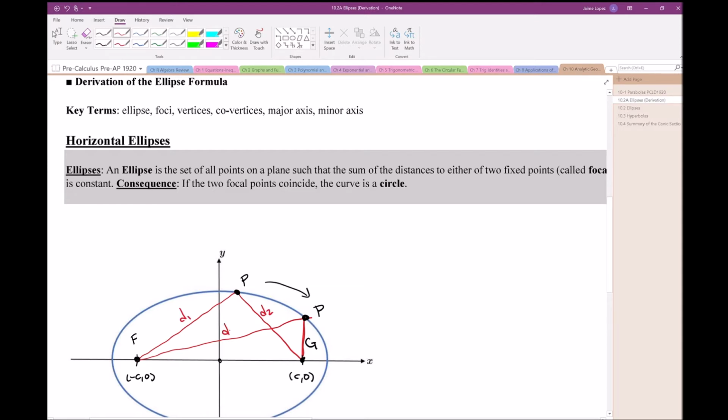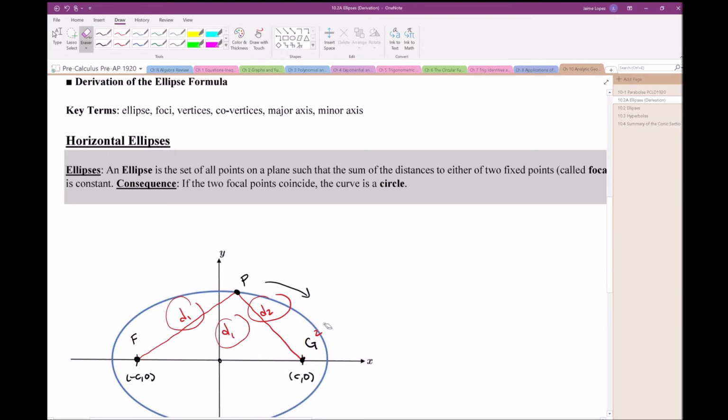I said I wasn't going to do subscript for points, in this case. This would be D2 over here. So for D1 and D2 at that initial placement of point P, when you add those two distances together, it's the same as if I had added these two distances together for that second placement of point P. And that's actually true for all points along the curve.